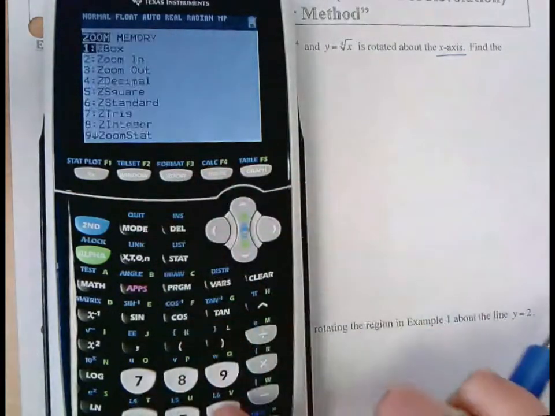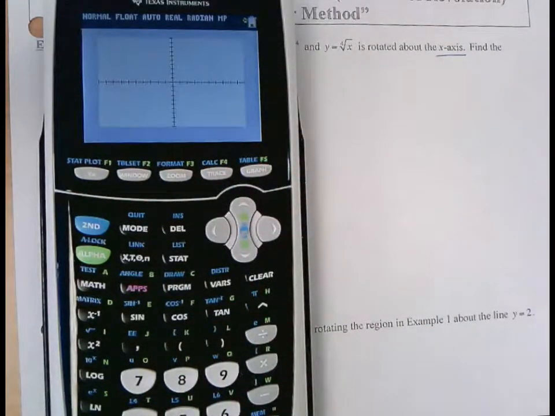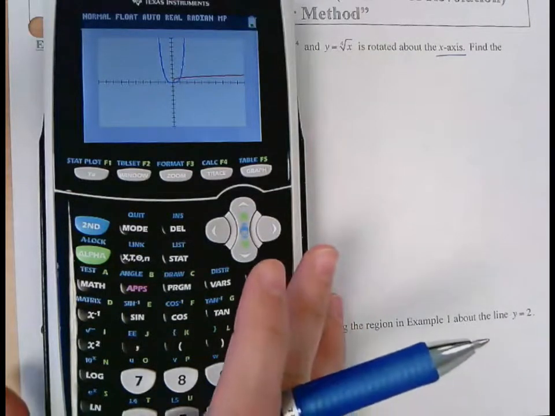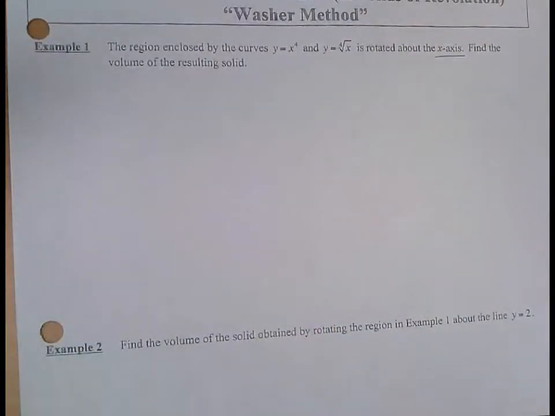Then I'll use the standard window, and we want the region enclosed by these two curves. We're rotating it around the x-axis. It looks a lot like the parabola x squared and the square root of x. The x to the fourth and the fourth root just make each curve a little bit wider near the origin. So I'm going to sketch this on my sheet.